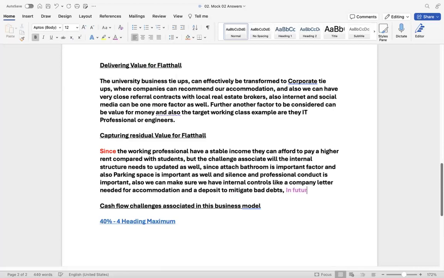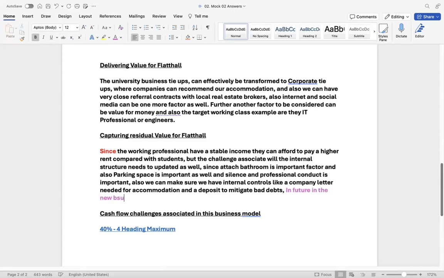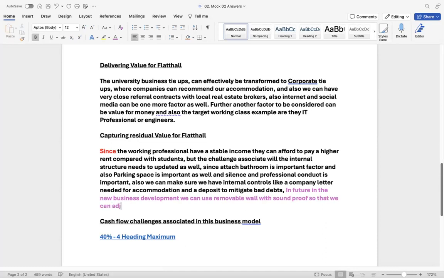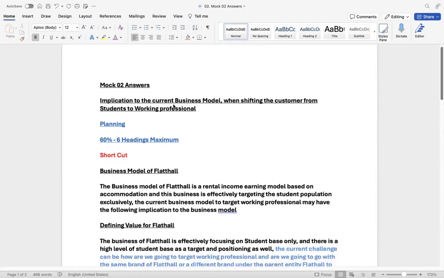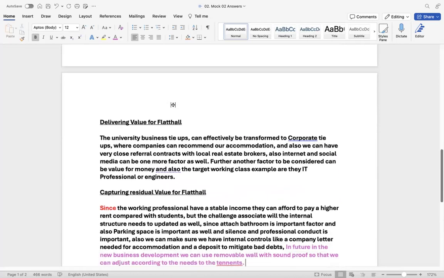In future, in new business agreements, in our new business developments, we can use removable walls with soundproofing, so that we can adjust according to the needs of the tenants. Can I get a Y in the chat box, students, if you get the clarity of this answer? Do you see last class answer and this class answer? There is a huge variation.